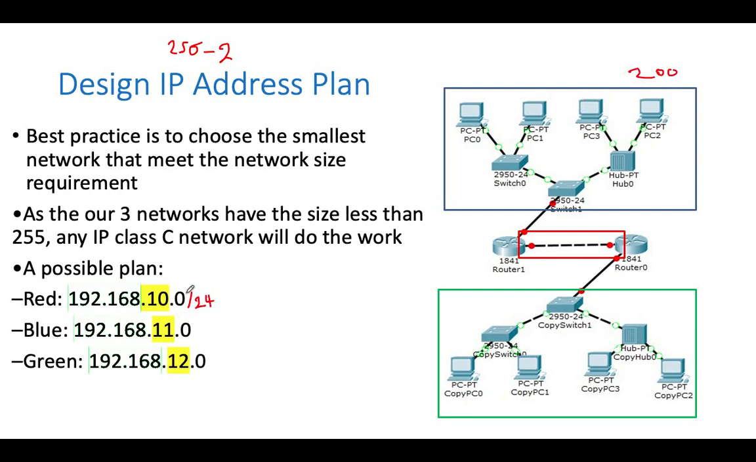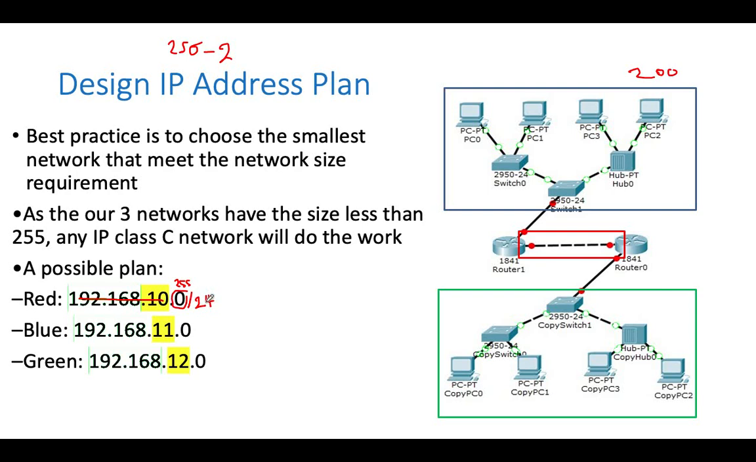/24 means I have only one byte for hosts; the 24 bits are for the network. I cannot change 192.168.10, it's static. So what can I change? Those last ones. What is the first? The network address, 10.0. What is the broadcast? The last one. What is the last one? 255.